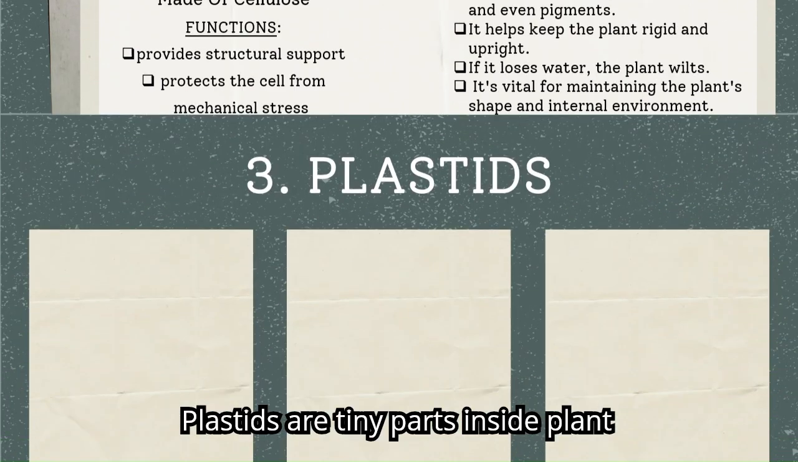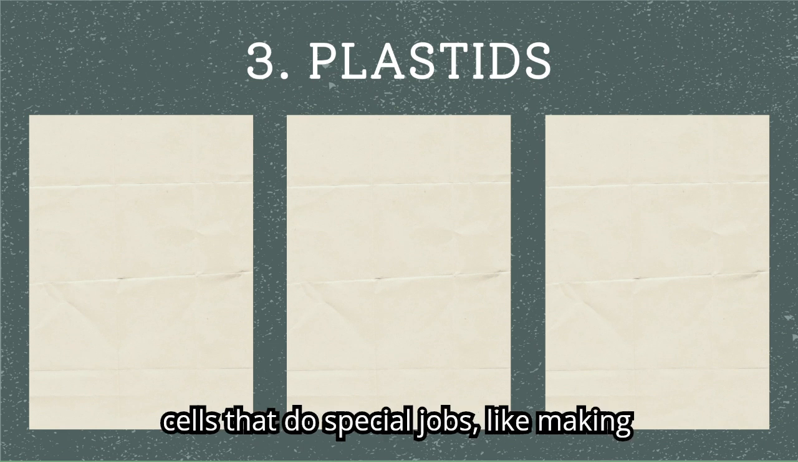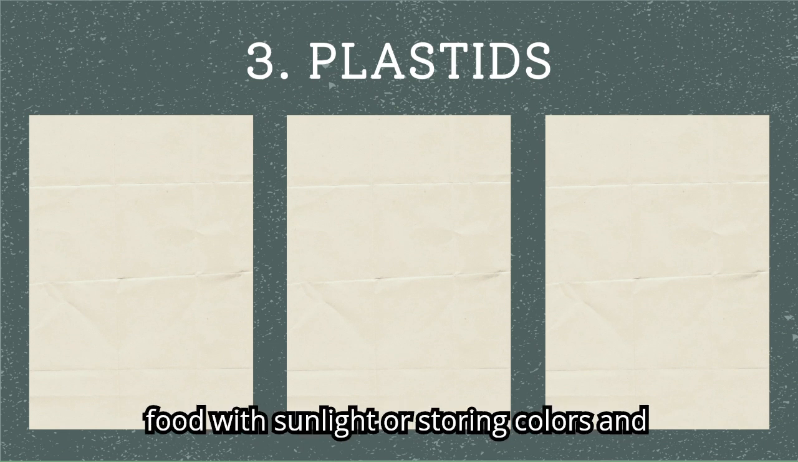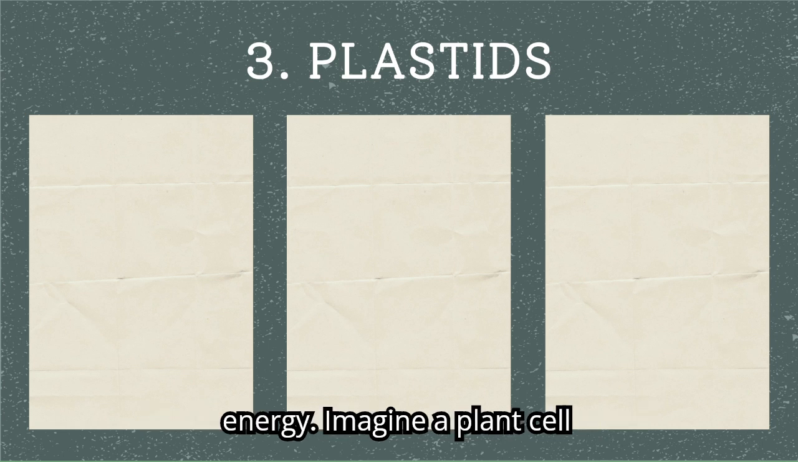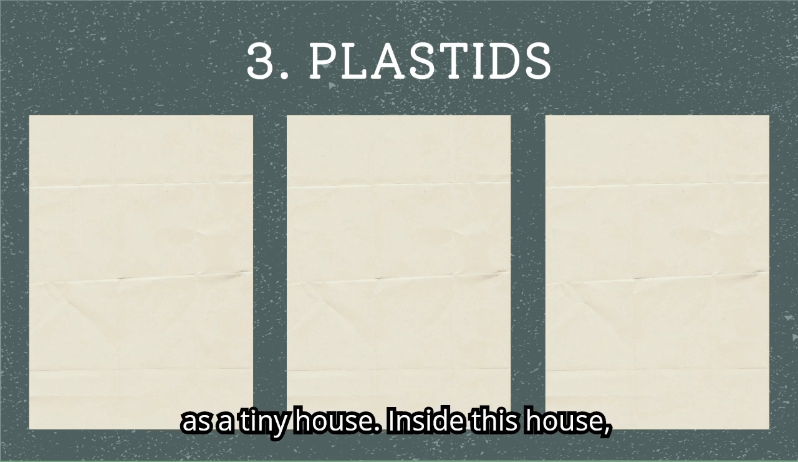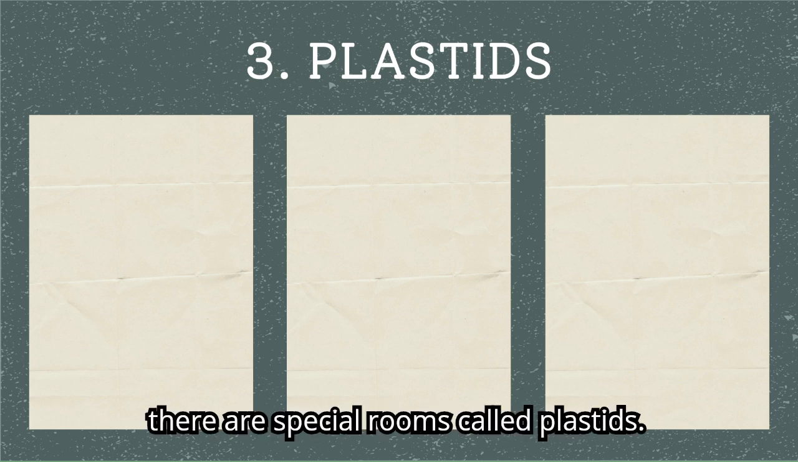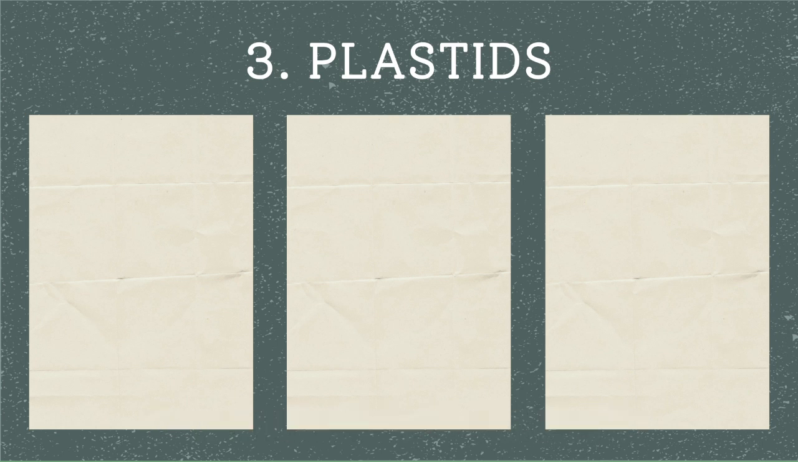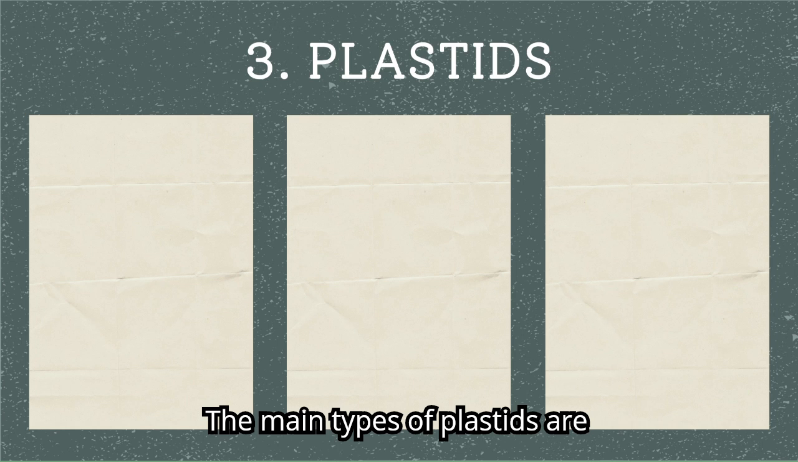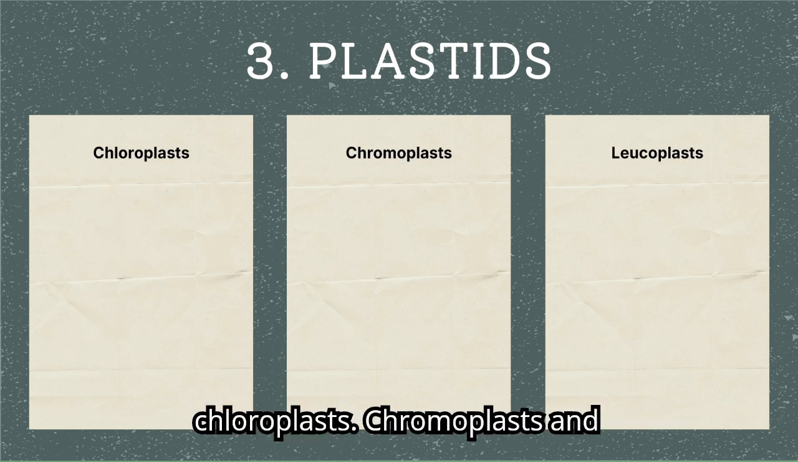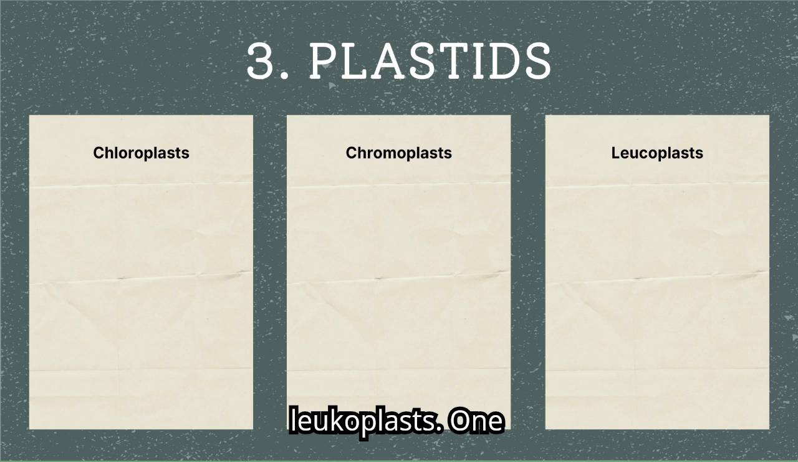Plastids are tiny parts inside plant cells that do special jobs, like making food with sunlight or storing colors and energy. Imagine a plant cell as a tiny house. Inside this house, there are special rooms called plastids. The main types of plastids are chloroplasts, chromoplasts, and leucoplasts.